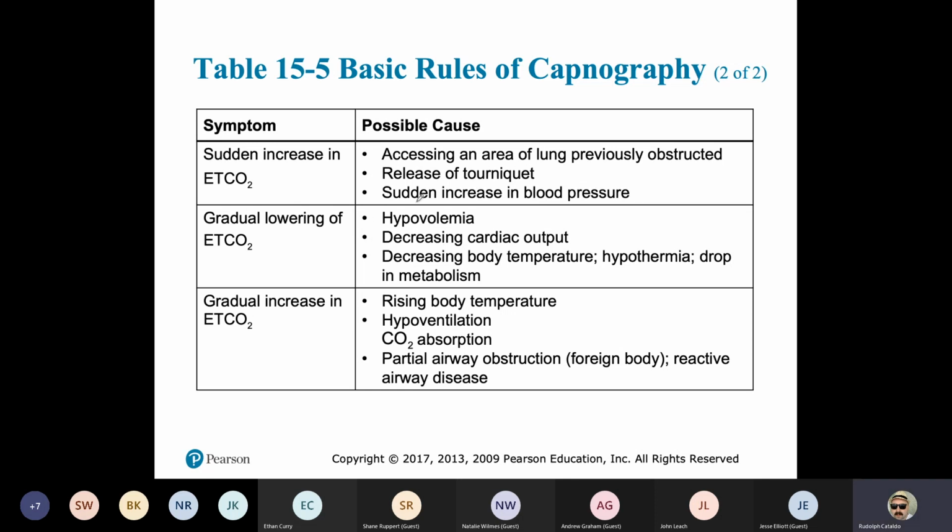Gradual lowering, hypovolemia, decreased cardiac output. Gradual increase, hypoventilation is going to be your most common, or an airway obstruction. But we're going to play with the end tidal so much in your guys' skills lab. So some of this stuff you probably won't remember, but when we get hands-on with it, it'll be a lot easier for you to grasp.